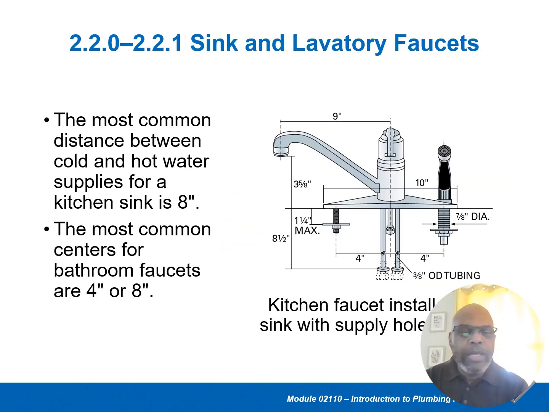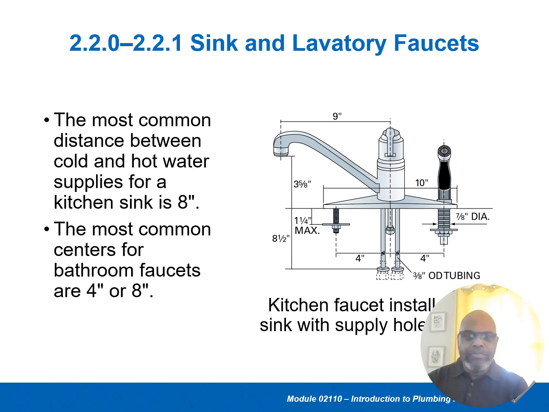The most common type of distance between the cold water and hot water for kitchen sinks is 8 inches. For bathroom sinks, it's usually 4 inches. However, more expensive faucets are usually 8 inches apart. So you have to make sure that your sink can take either a 4 or 8-inch faucet.